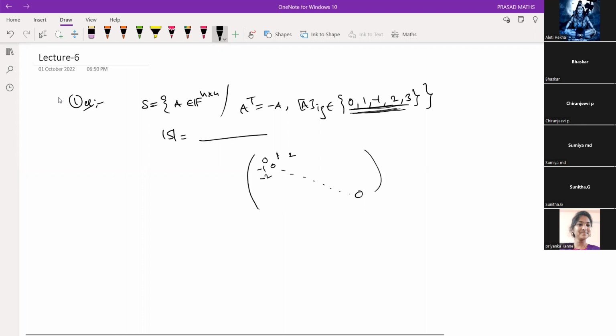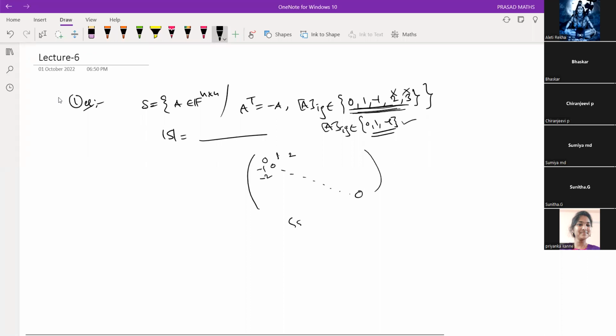Is -2 there? No, right? So the elements which are working here are only 0, 1, -1. 2, there is no -2. 3, there is no -3. Therefore, what are the possible elements of the given matrix? Only 0, 1, -1.